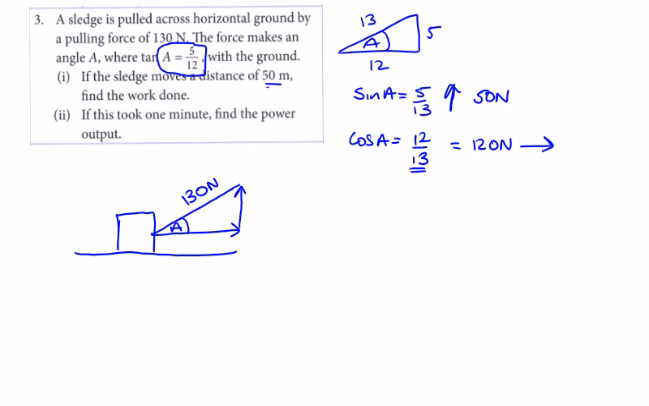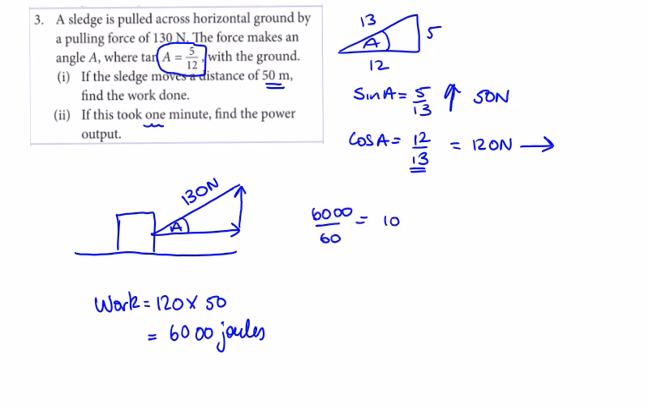So if it moves a distance of 50, find the work done. So the work is equal to that horizontal pulling force, 120, by distance of 50. 5 12s are 60 with 2 zeros, so 6,000 joules here. And it took 1 minute. Okay, well, just divide by 60. 6,000 divided by 60, 100 watts for whoever is pulling this sleigh. Maybe a dog, maybe a person, who knows. But move on to the next video and try some slightly trickier questions as we move forward in the chapter.